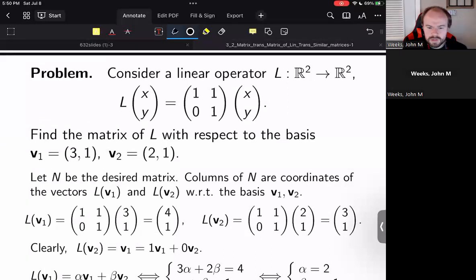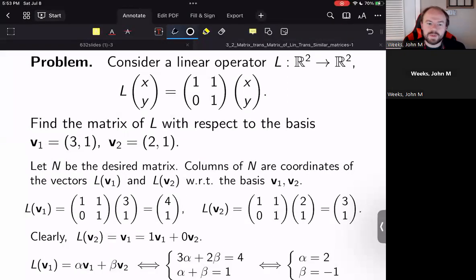Let's consider another linear operator with some of this basis stuff going on still. But this time, let's consider one going from R2 to R2. So we know that we're working with a 2 by 2 matrix for the matrix of this linear operator. But let's do it with a little bit more of a strange basis. Let's find the matrix of L with respect to the basis V1 and V2.